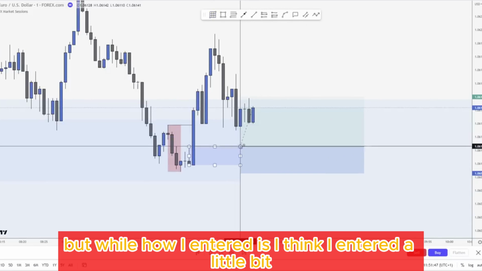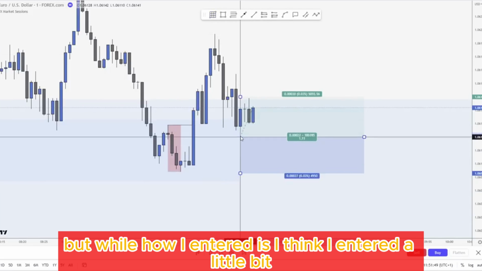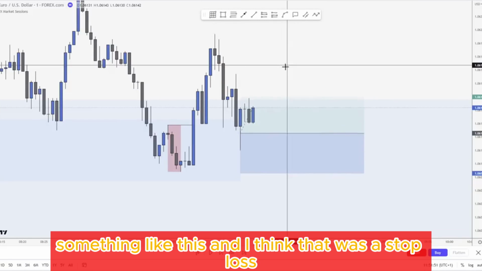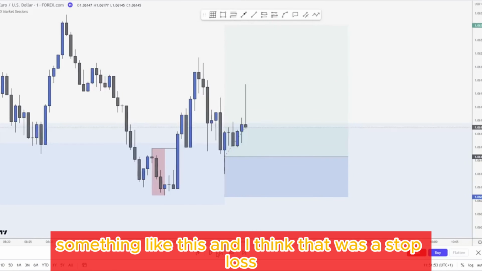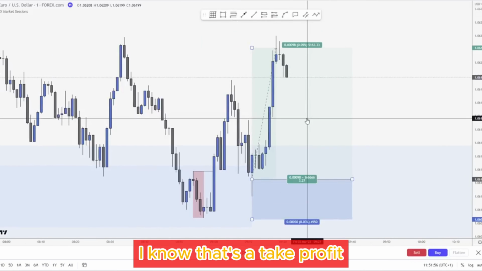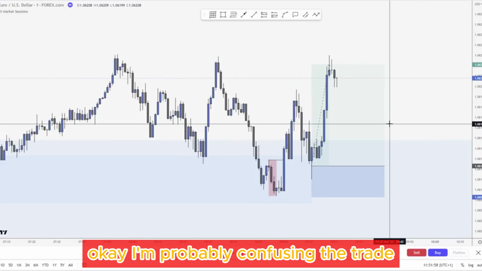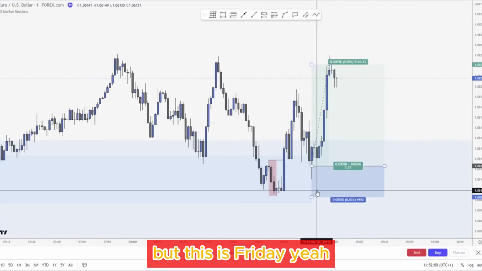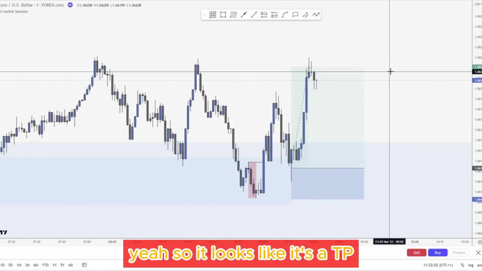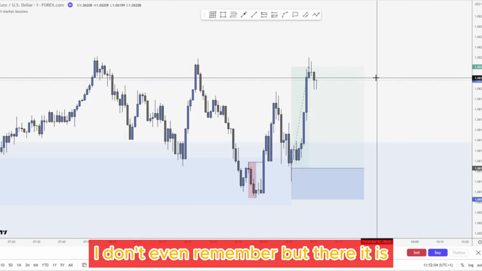But how I enter it is, I think I enter it a little bit higher. I miss something like this. And I think that was a stop loss. But no, that's a take profit. Okay, I'm probably confusing the trade, but this is Friday, yeah. So I took this trade. Yeah, so it looks like it's a TP. I don't even remember. But there it is.